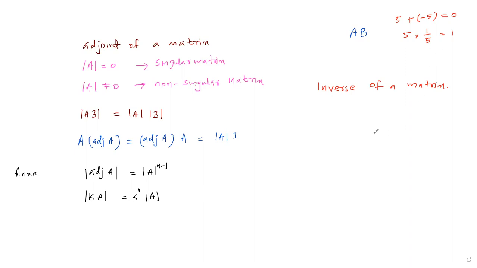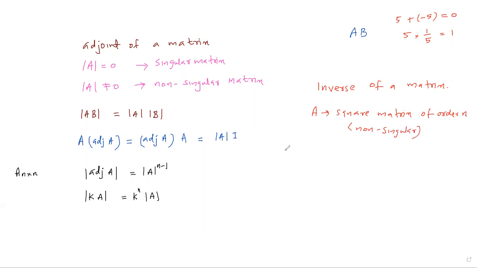In the same sense, inverse of a matrix means, suppose A is a square matrix of order n, of course it should be non-singular.